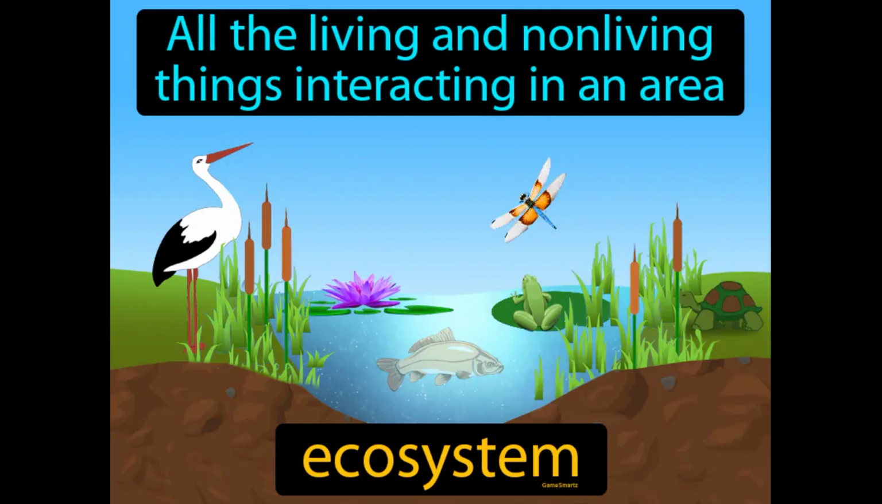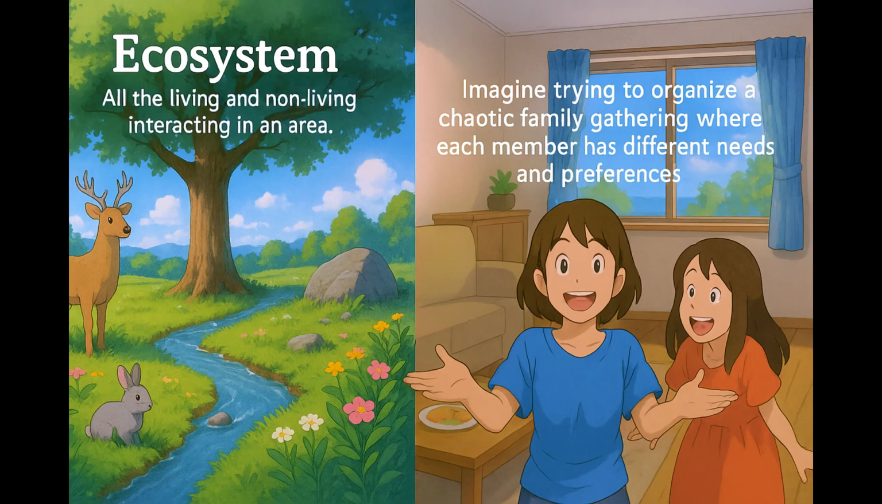All the living and non-living things interacting in an area. Ecosystem. An ecosystem is like a community where plants, animals, and non-living things like water and rocks all work together. Imagine trying to organize a chaotic family gathering where each member has different needs and preferences. This is similar to how an ecosystem functions, with various living organisms and non-living elements interacting in a specific area.